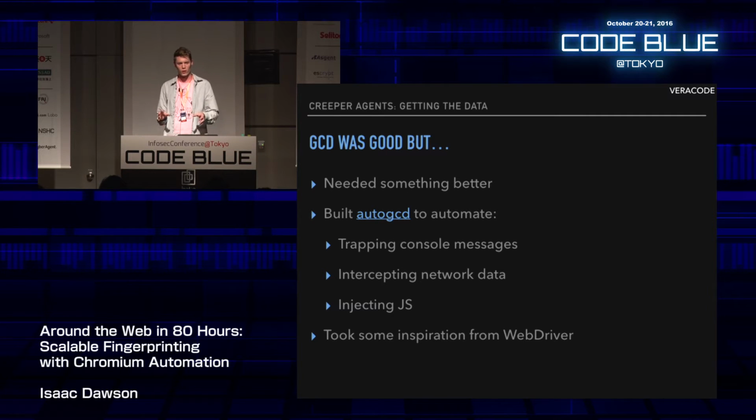So anybody who's ever worked with an automated API generation library usually knows they're not really easy to work with. So I wrote another tool on top of my other tool to help me for automation purposes, so trapping the console, injecting JavaScript. I did take some inspiration from WebDriver, so if you've ever used WebDriver, it'll look very similar. A lot of the methods are the same.